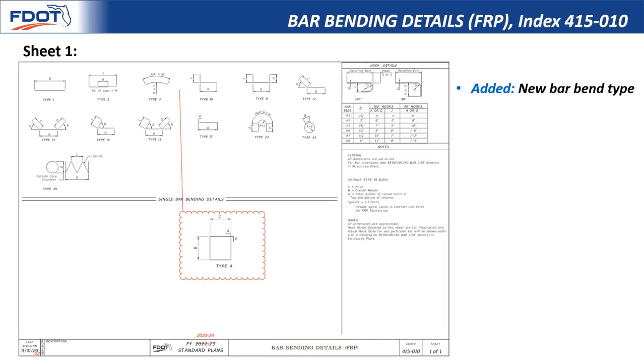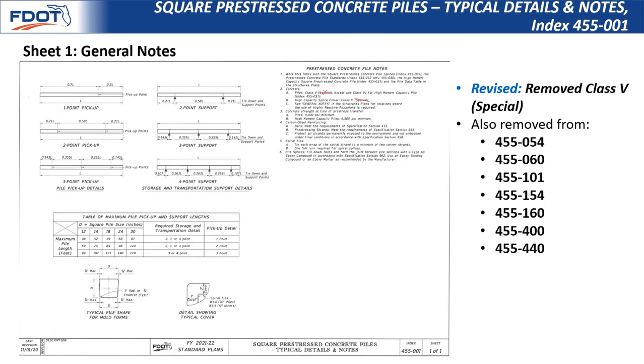On Standard 415.10 for the FRP bar bending details, we added a stirrup shape. Previously, these were formed with 2 U-bars. For the 455 series, this change is a materials change, where as a department we have eliminated the Class 5 special concrete mix, and now we have only the Class 5. This material was removed from all the similar standards in the 455 series.